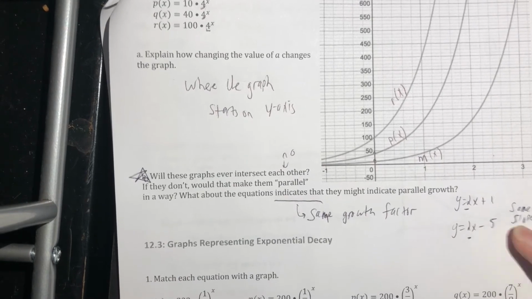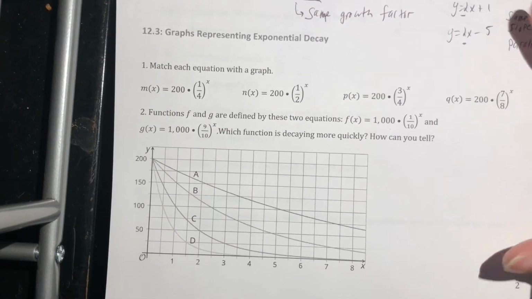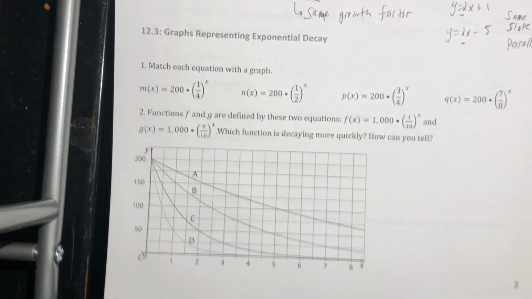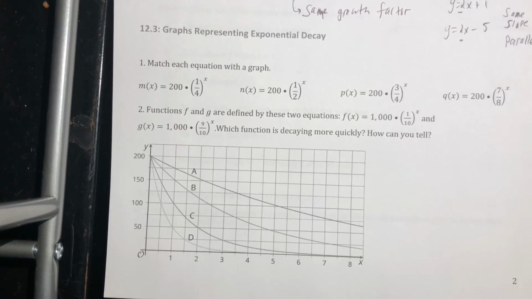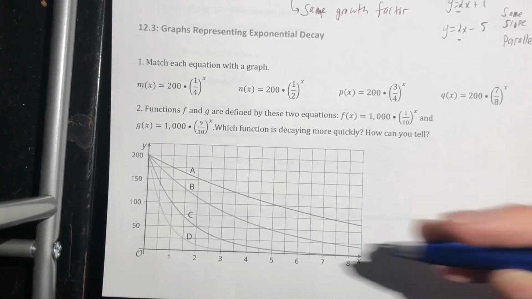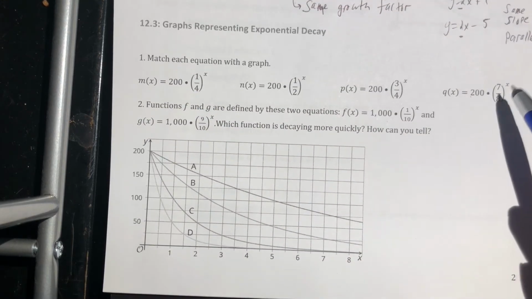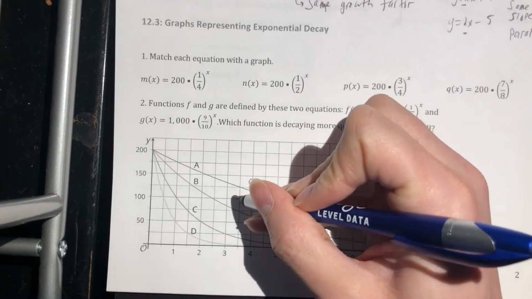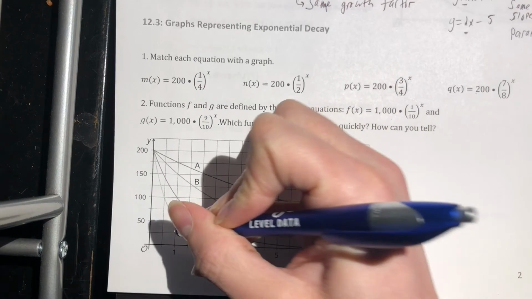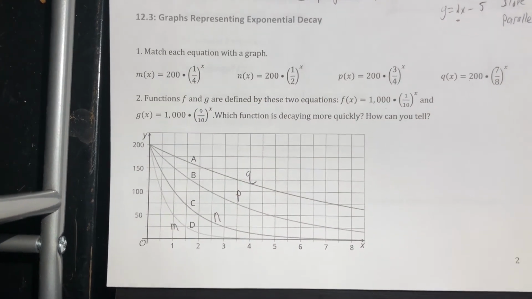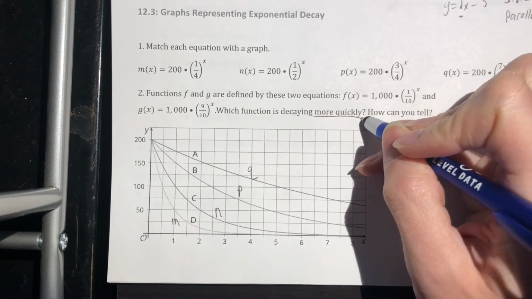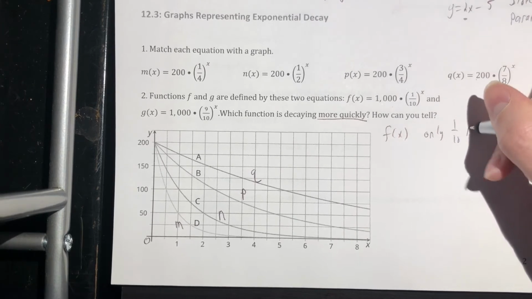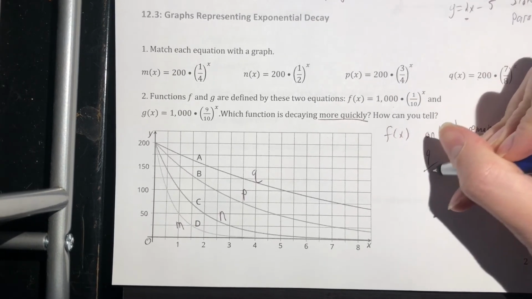Honestly, the next part of it you could probably do on your own: match each equation with the graph. So pause it, give it a try, then I'll come back and just show the right answers. Okay, so now that you've paused it, let's see. We got M, N, P, and Q. Highest growth factor means most of it's remaining, so it's got to be Q, P, N, and M. Decaying more quickly is f of x. Only 1/10 remains. So 9/10 leaves.